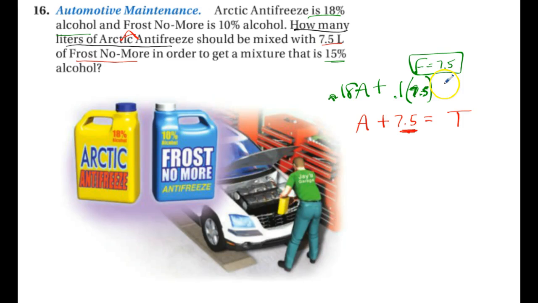So that's a variable I don't need to use F for, because they're telling me that I'm using 7.5 liters of the frost. So I know the percentage of the frost, 10%. I know the quantity of the frost, 7.5. I just don't know the total, but I do know that the total is supposed to be 15% of the total. So I'm not going to use A and F for my variables. This time I'm using A and T, standing for the total.